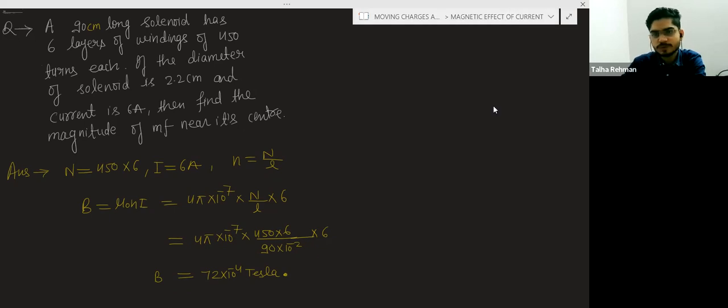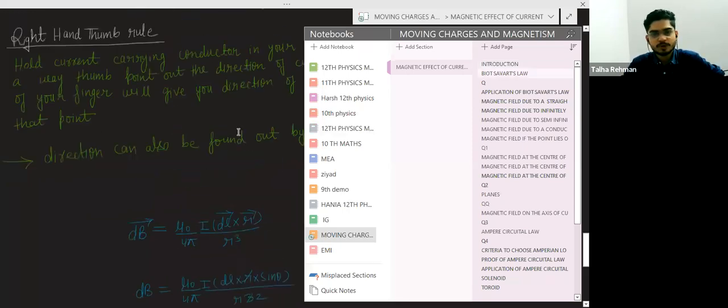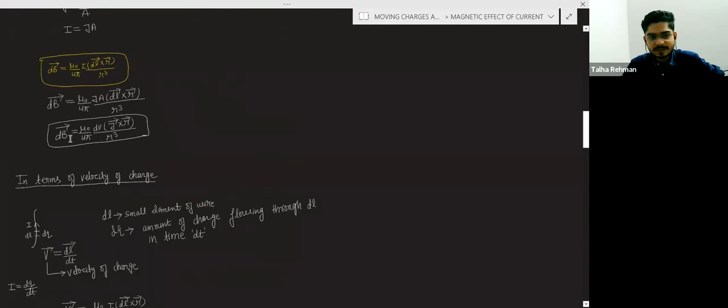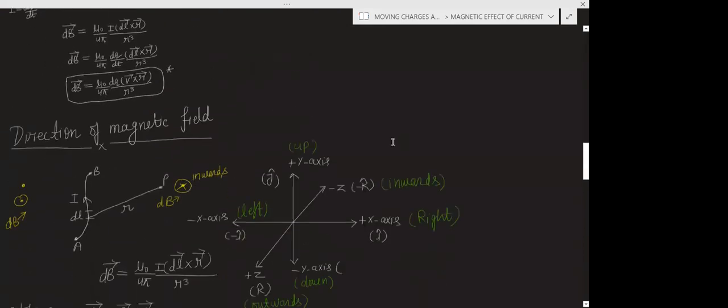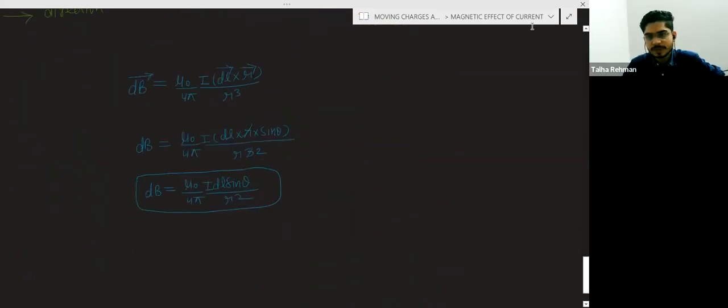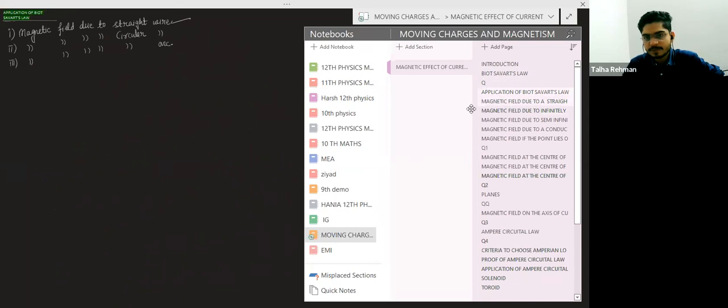So for the numericals, what you should do? From here I have started. For the numerical point of view, you should know all the basic formulas like this Biot-Savart law. I have made the star also on which formulas you have to learn. Like here from the question you can understand, this formula you should know. The formula of the magnetic field.